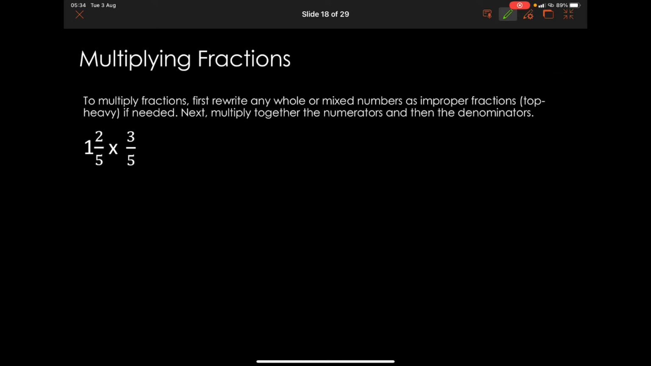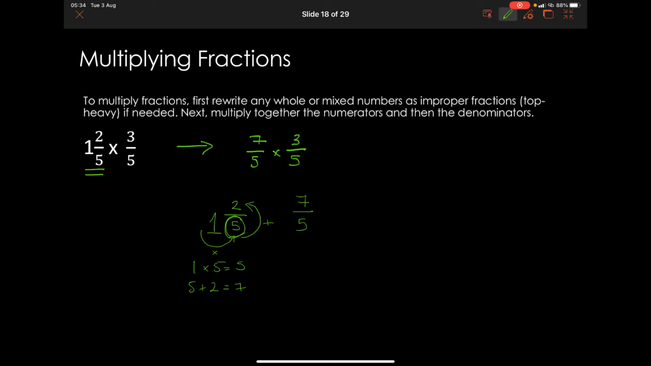Okay, if you've done that, remember what I just said. First things first, you've got to change this into an improper fraction. Looking at that, you've got 1 2/5, and remember, all you've got to do is 1 times 5. So 1 times 5 is 5, and then we add the 2. 5 add 2 is 7. So it would be 7 over 5 because 5 is on the bottom of the fraction. So then what I end up with is 7 over 5 times 3 over 5, because I've got 3 over 5 here.